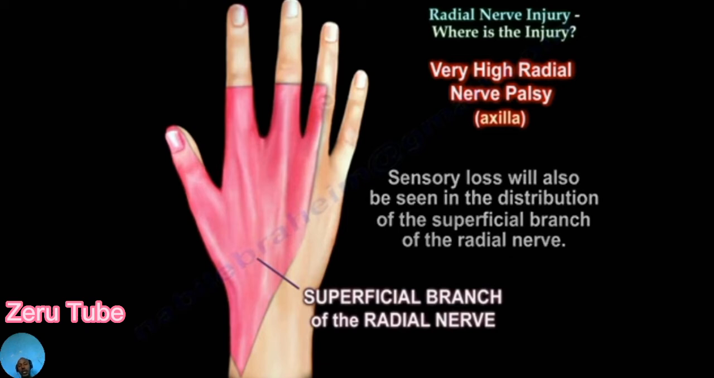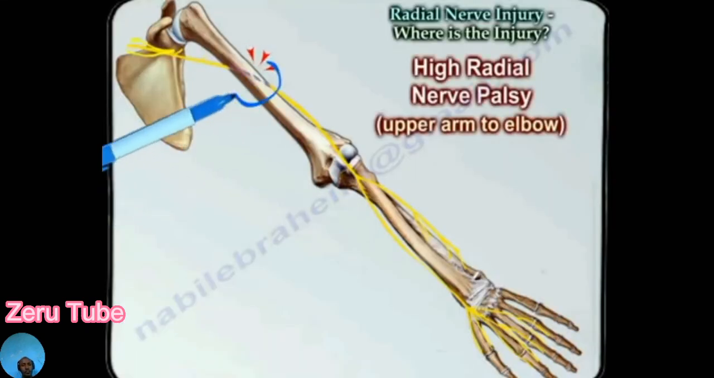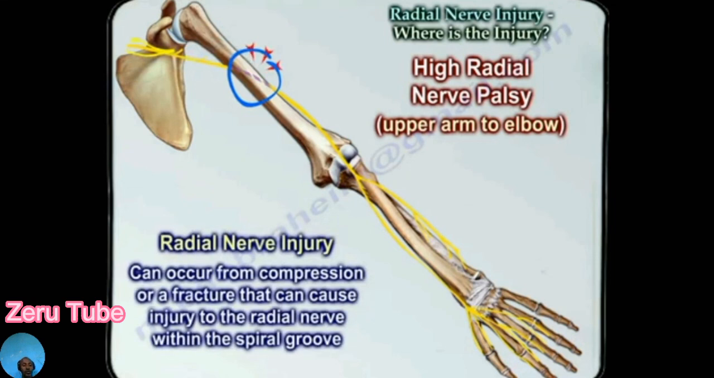Because this area is innervated by the radial nerve. Look, if there is an injury in the middle part of the humerus, it can occur from compression or fracture that can injure the radial nerve within the spiral groove.